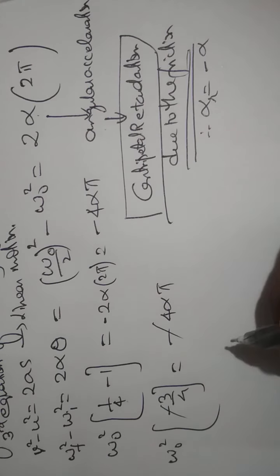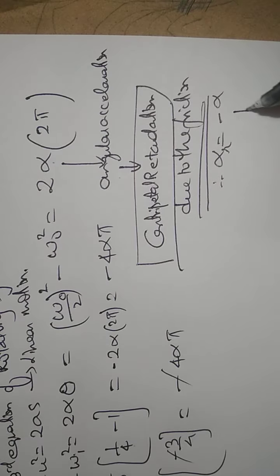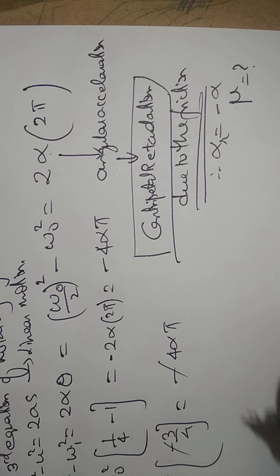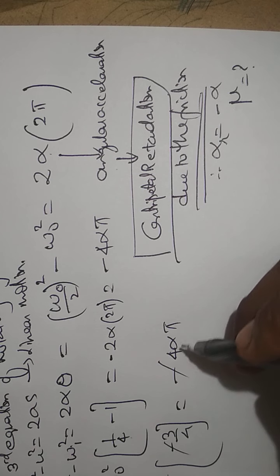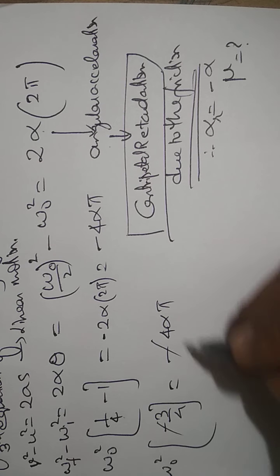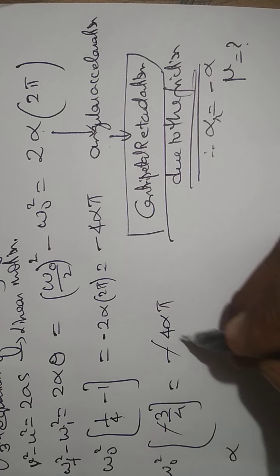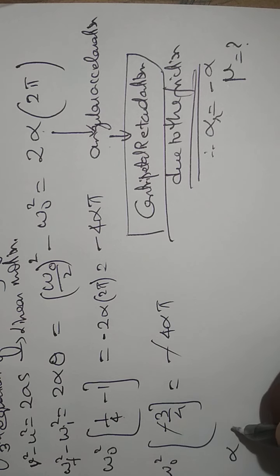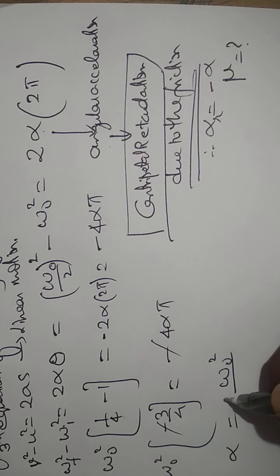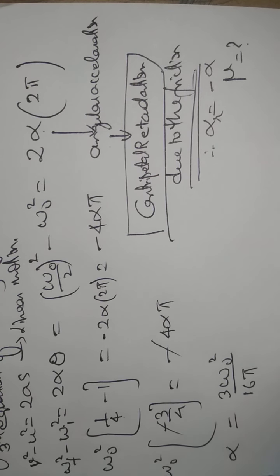What are we asked? What is the questioning part? The questioning part is to find, remember, mu, the coefficient of friction. We're going to get it here. How is this mu related to alpha? That's the most important part. So just substitute that. What is alpha from this equation? That is equal to omega naught square by 3 by 4, 4 is 16, pi comes down. So this will be your alpha, equation 1.